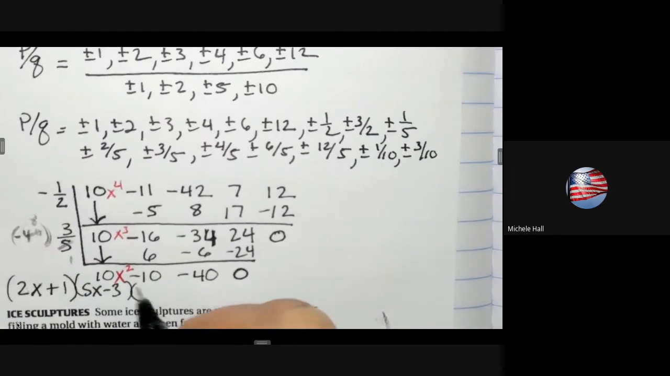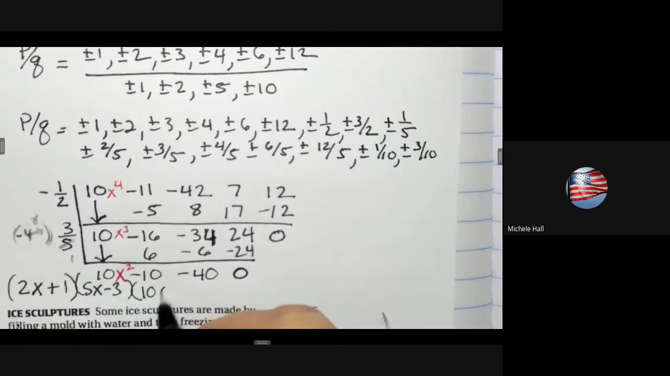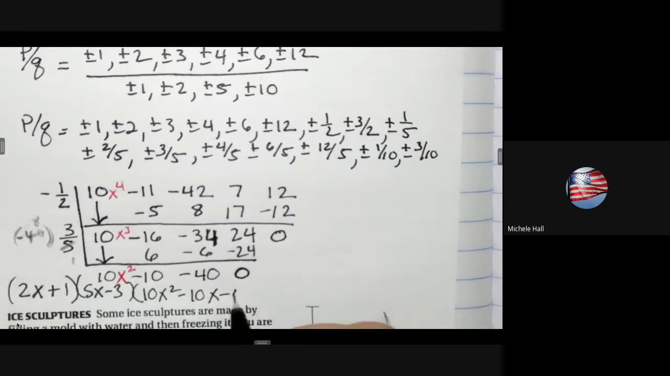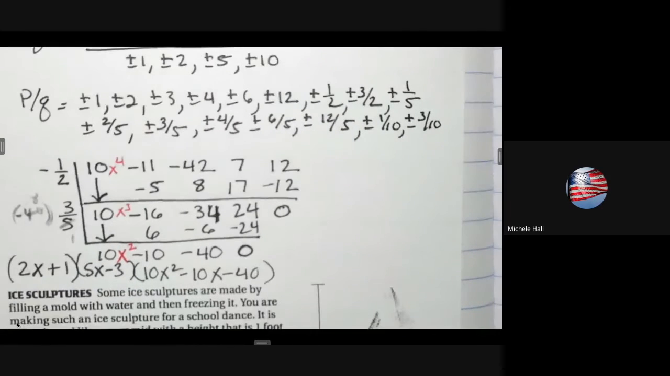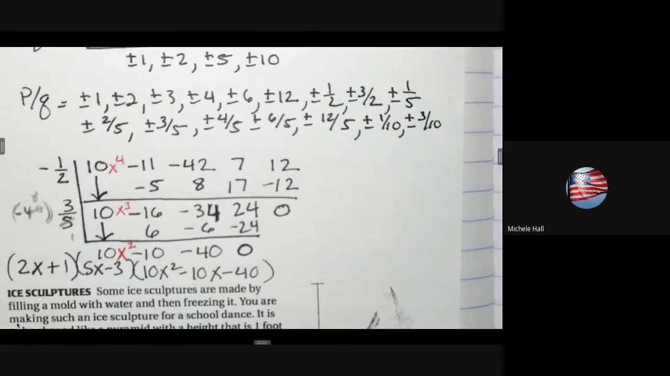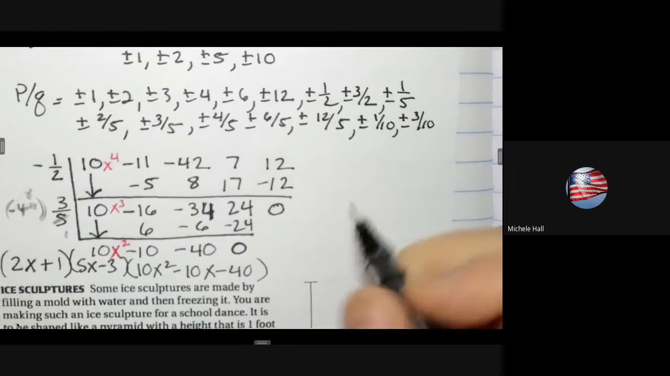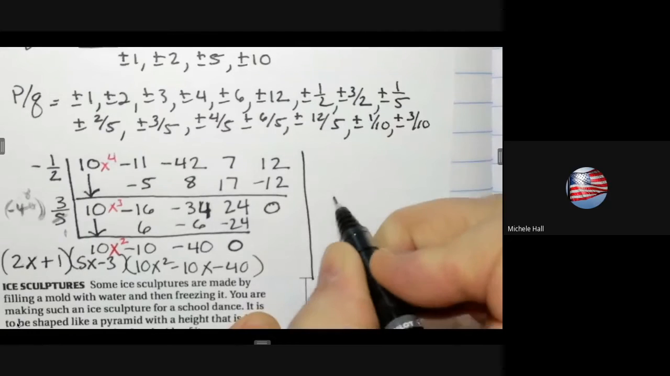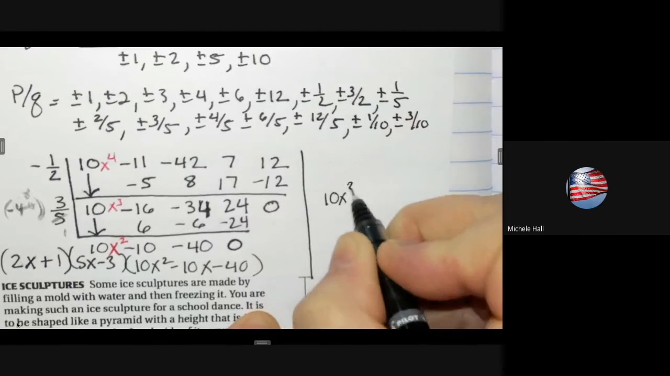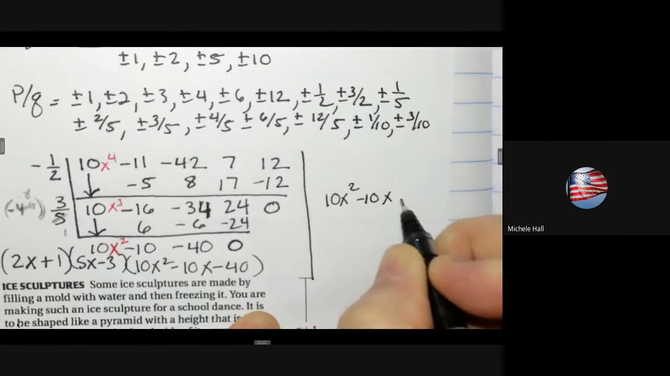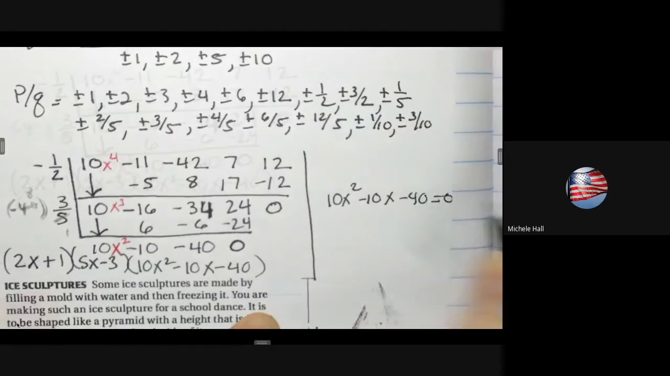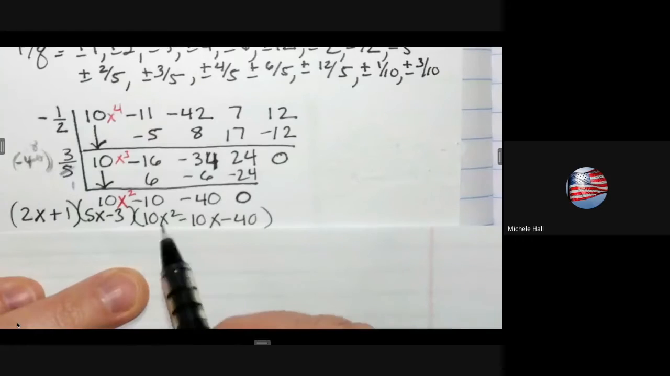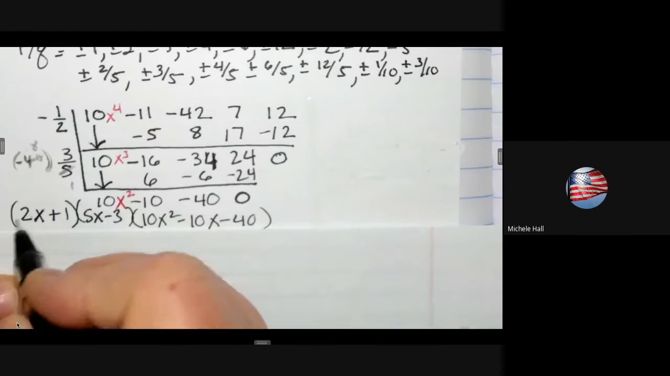Then we have our quadratic, which is 10x squared minus 10x minus 40. We just need to factor this quadratic. So if we set that equal to 0, we have 10x squared minus 10x minus 40 equals 0. First thing that we see is that we can factor out a 10, monomial factoring. So I'm going to pull that 10 all the way out to the front.